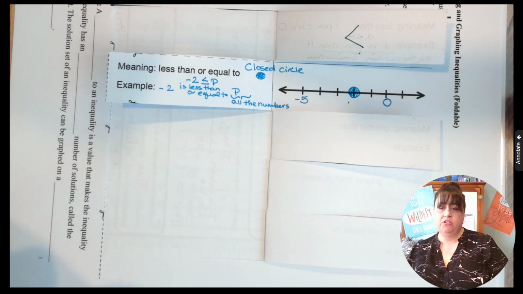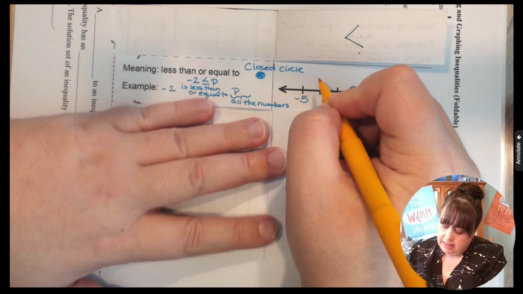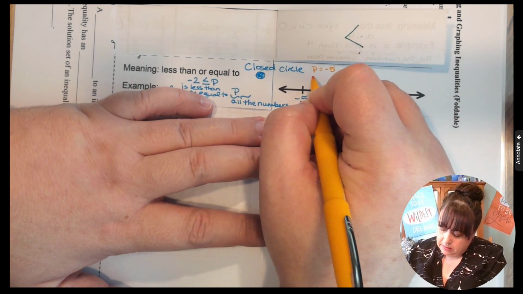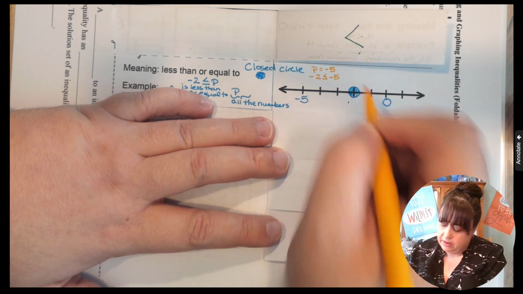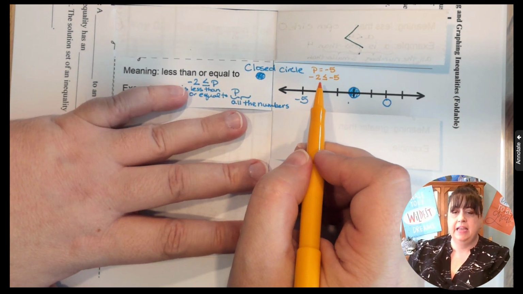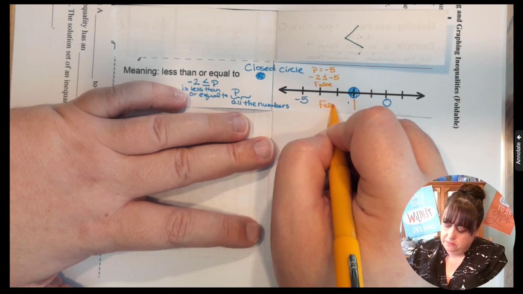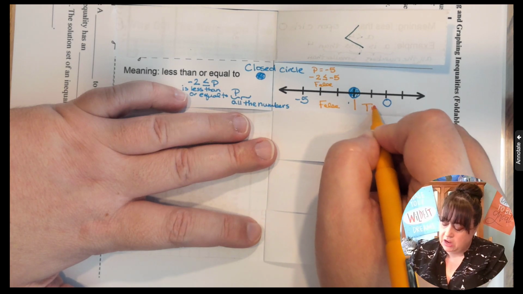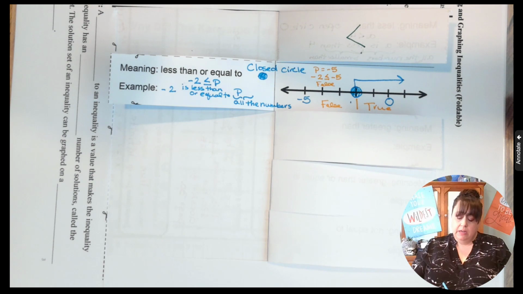So testing the point just means picking something. So let's pick negative 5. So let's let p equal negative 5. So how does negative 2 is less than or equal to negative 5? Is negative 2 less than negative 5? No. So this side is false. And if this side is false, this side is automatically true. So it must have gone that way. It's a good idea to check it.